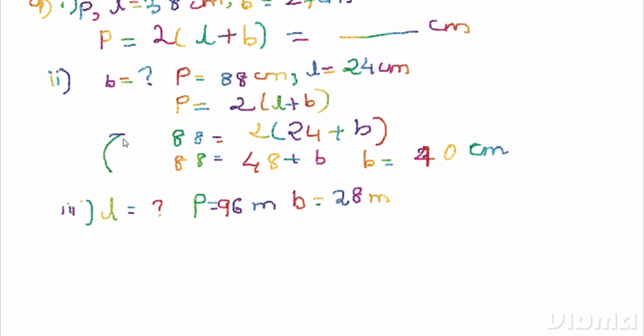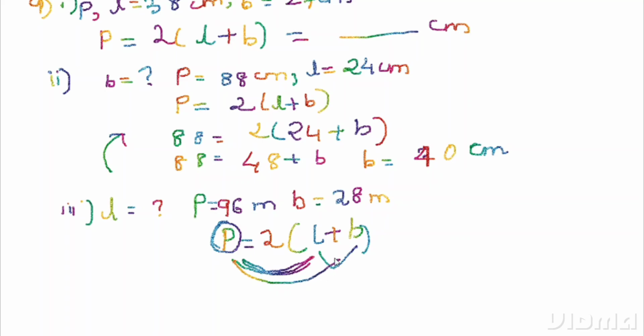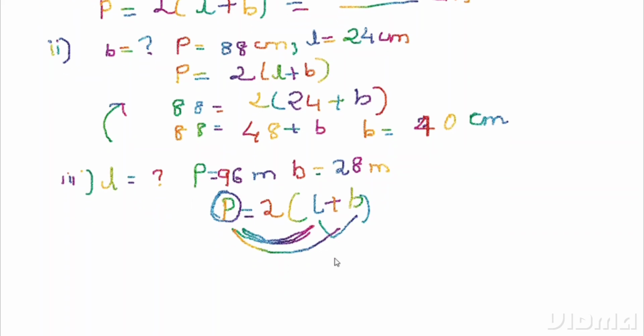So there are 3 possibilities in perimeter. Suppose I take the perimeter as 2 into L plus B. One, you have to find the perimeter, and length and breadth will be given. Next, they might give you the perimeter and length and ask you to find the breadth. Third possibility is they might give you the perimeter and breadth and ask you to find the length. So these are the 3 possibilities in the perimeter. Now let's move on to the 10th question.